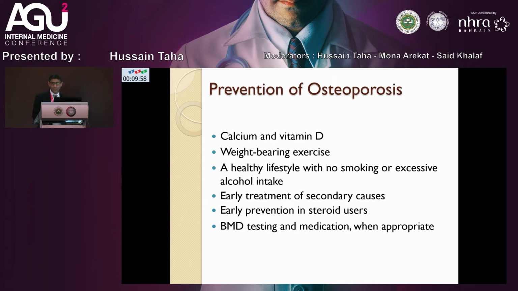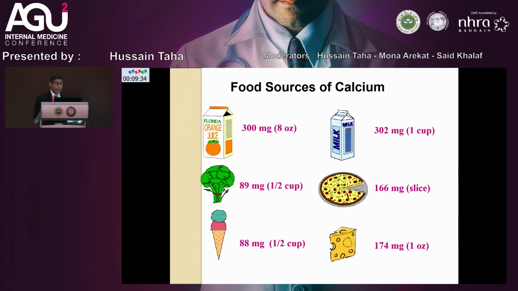Early treatment of secondary causes like primary hyperparathyroidism, and early prevention of steroid-induced osteoporosis. Any patient on steroid, like those with bronchial asthma or steroid-dependent bronchial asthma, when they are on more than 5 milligrams of prednisolone, they have to be on calcium and vitamin D supplement to prevent osteoporosis. BMD testing and medication when appropriate. You have to be familiar with sources of calcium all the time. We can show pictures to our patients. These diets can give you a calcium supplement.